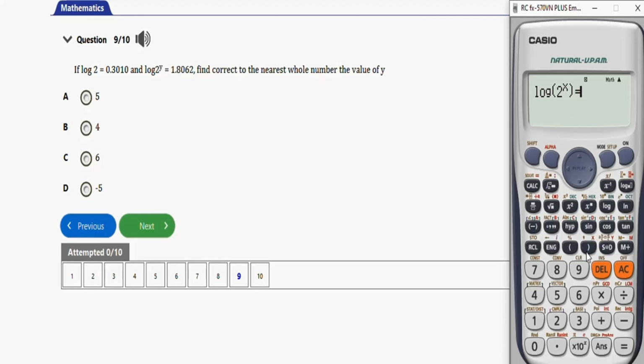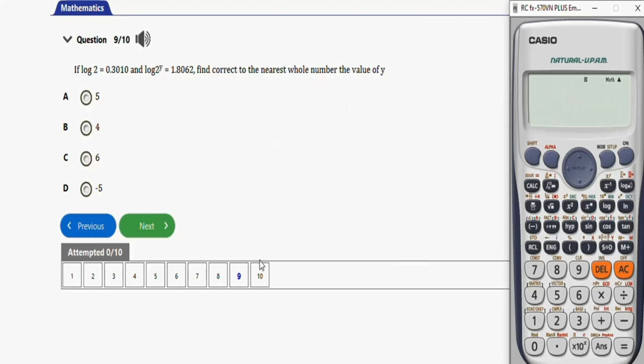So equals what? 1.8062. To solve this, press shift and the solve button. When you get to assign x to be 0, very important, press equal to solve it. So we have it to be 6.00, to the nearest whole number is 6. The right option is option C. So that's it for this question.